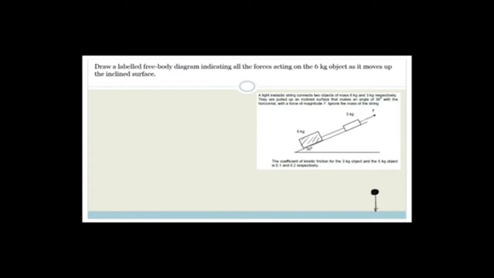Do you agree there's the force of gravity straight down? I'm going to draw the slope in just to make it easier, because the normal force has to be at 90 degrees to the surface, and that's F normal. There is the force of friction backwards, and then there is the tension in the rope forwards. It tells you that it's been pulled up the incline with a force of magnitude F, but this is the tension between the 3 kilogram and the 6 kilogram. And that's it. Those are all the forces acting on this object.